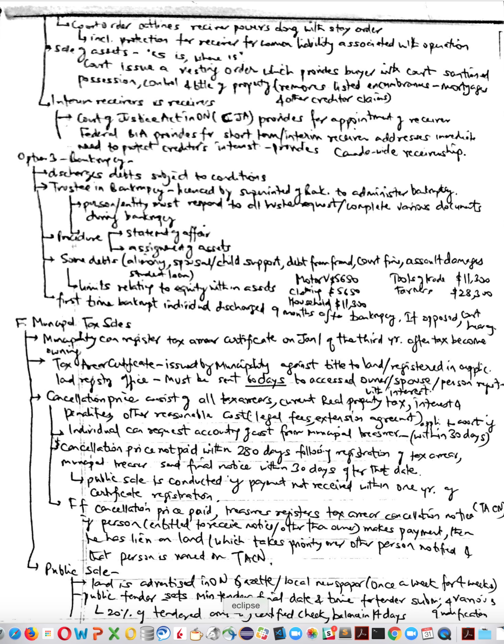Public sale. The land is offered for public sale by public auction or by public tender, assuming no payment of the cancellation price. The method selected rests with the municipal treasurer. The land is advertised once in the Ontario Gazette and once a week for 4 weeks in a newspaper circulated in the local municipality. If no local newspaper exists, a notice is posted at the municipal office or other prominent place in the community.